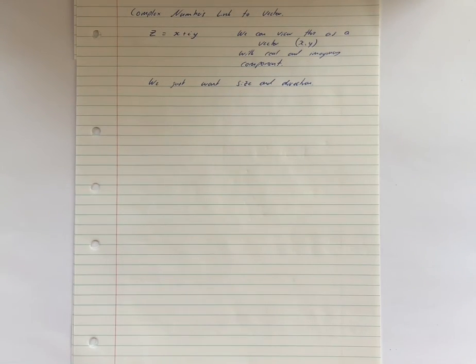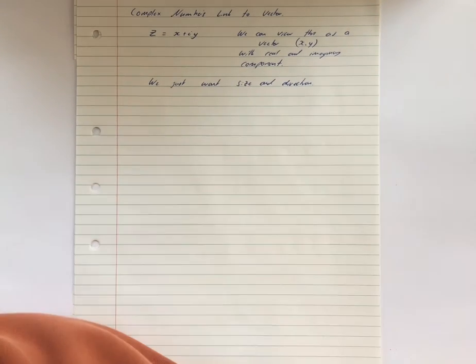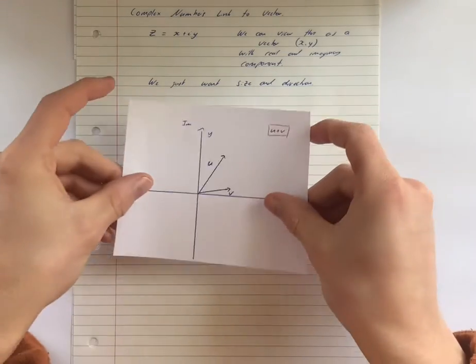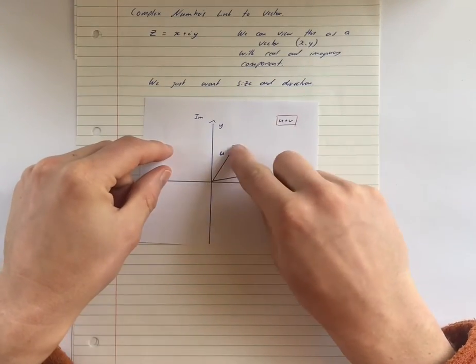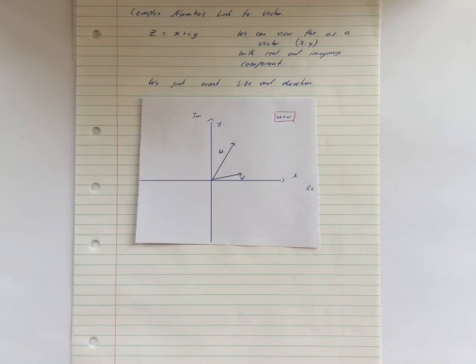Now when we're working with vectors, all we really want is their size and their direction. So if I've got these two vectors, u and v, what happens when I add u and v together?